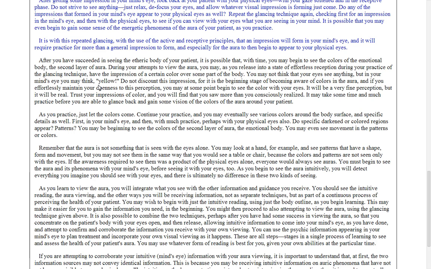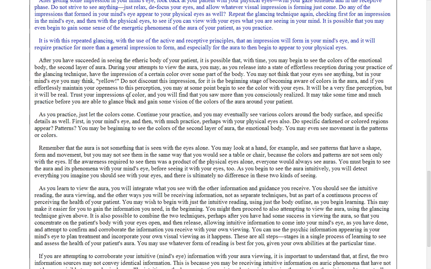During your attempts to view the aura, you may, as you release into a state of effortless reception during your practice of the glancing technique, have the impression of a certain color over some part of the body. You may not think that your eyes see anything, but in your mind's eye, you may think yellow. Do not discount this impression. Definitely count that impression, for it is the beginning stage of becoming aware of colors in the aura.